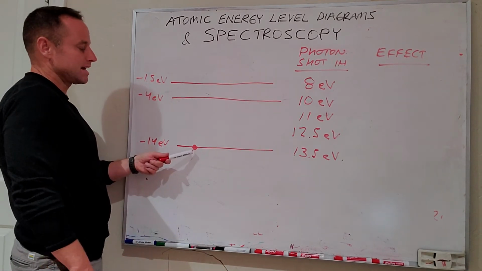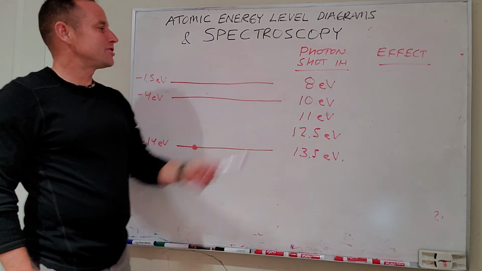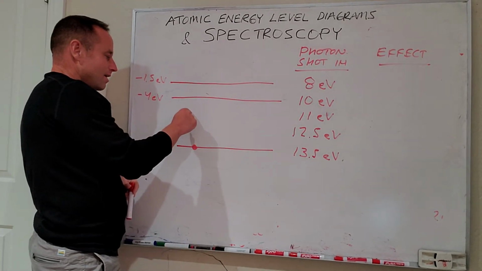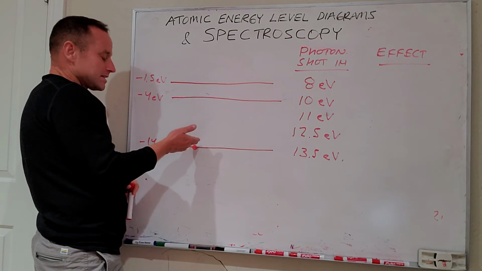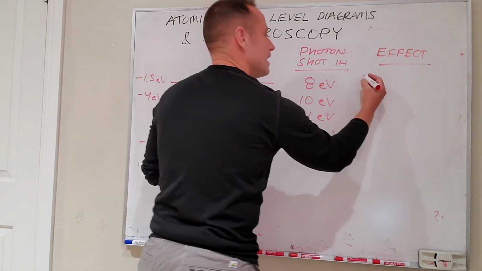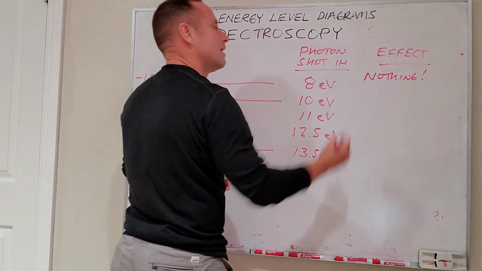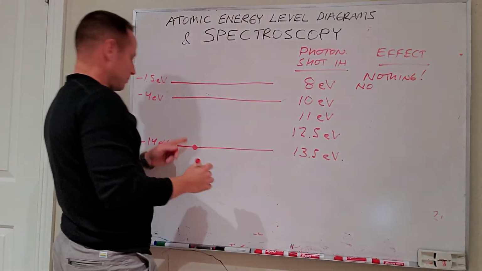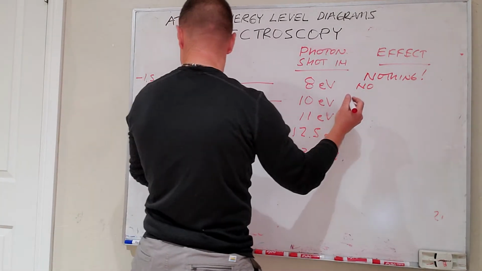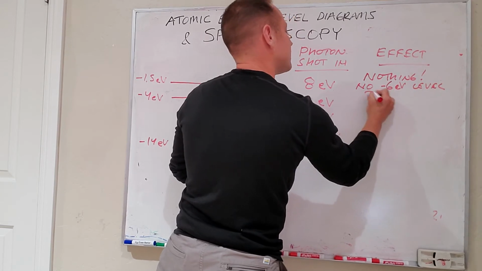So here's the atom in the ground state, and see if we can guess what happens. Well, it turns out if you try to shoot an 8 eV photon in here, nothing will happen because there is no energy level available that's 8 eV above this one in order to accept this thing. And so the effect of shooting an 8 eV photon is, we'll say, nothing! That's because, what would you need? You would need a minus 6 eV. There's no minus 6 eV level to accept the electron.